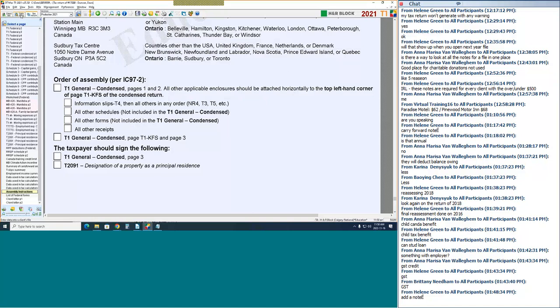These are all fast methods of getting direct deposit set up. So if they need direct deposit set up right away, before their return is processed, so they get their refund direct deposited, that's how I would recommend doing it. If those are not options for them, or that sounds like too much work and they don't want to do it, we can do a paper form for them, which then has to get mailed into the CRA.